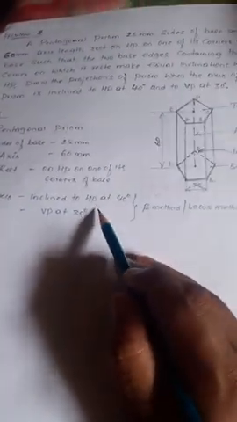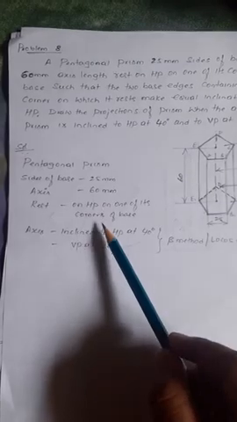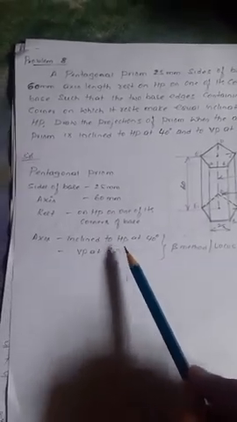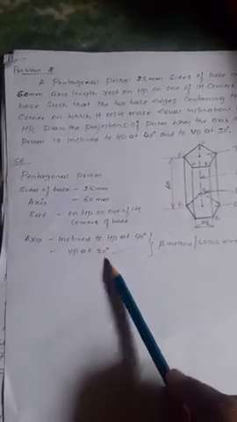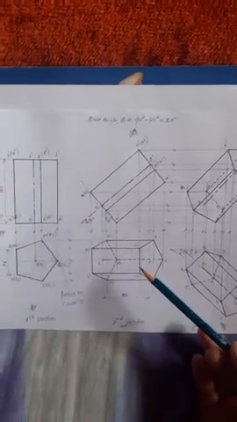Now the interesting thing is the axis is inclined to VP at 30 degree. Now it comes under the axis inclined to VP at 30 degree. That is the beta locus method. As you know, up to second position, top view, over, right?